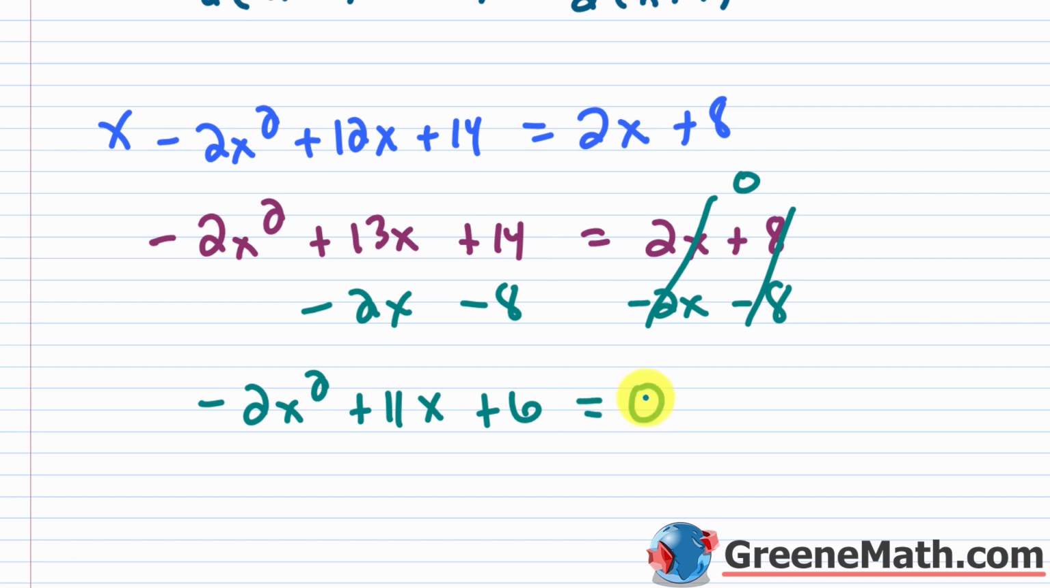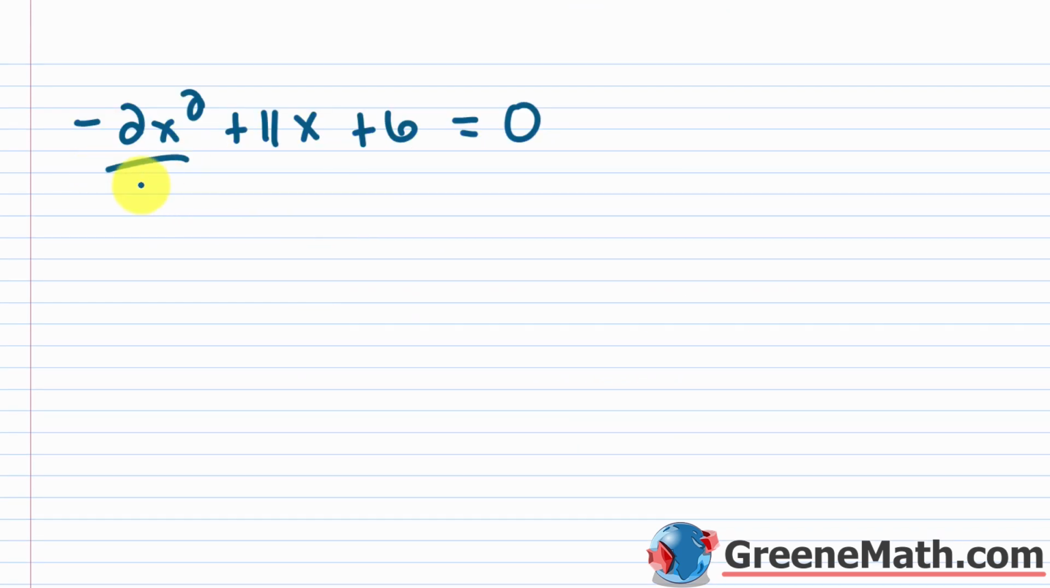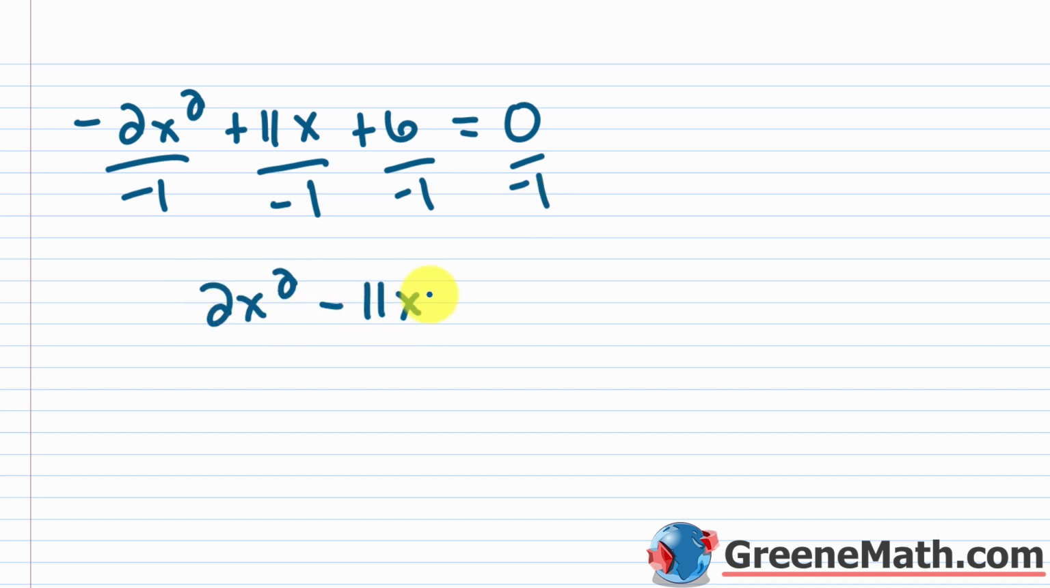And this equals 0. All right, to make this a little bit easier, I'm going to divide everything by negative 1. I'm just doing that so that the leading coefficient here is going to be a positive. I don't like factoring when it's negative, so you can just do this. This would give me 2x squared, and then minus 11x, and then minus 6, and this equals 0. Okay, let's solve this using factoring. Again, if you don't like this, you can just use the quadratic formula.